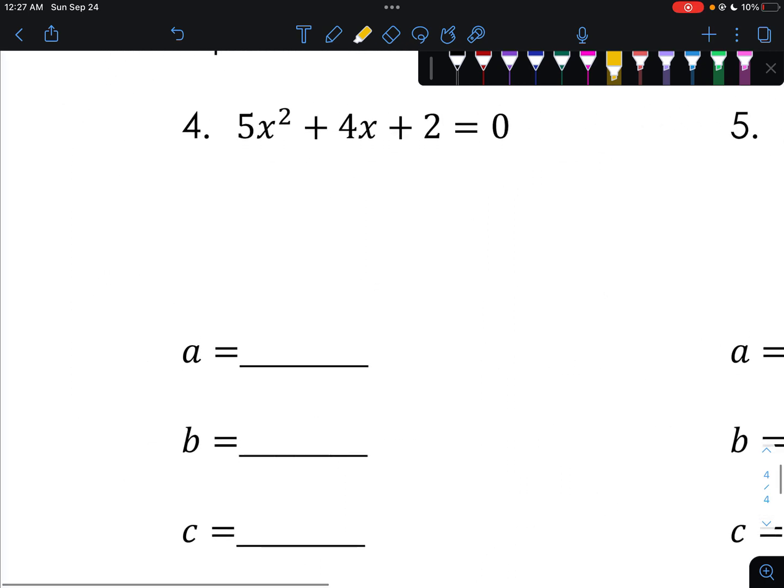On this first one, we notice that it's already set equal to 0, so we just need to identify a, b, and c. a is the number in front of the x squared, b is the number in front of the x, and c is the constant. So we have 5, 4, and 2.